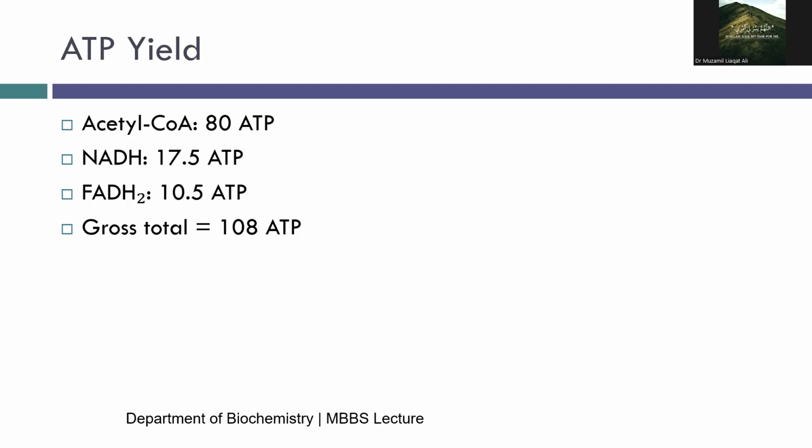What about the 7 NADH? Each molecule of NADH produces 2.5 ATPs. So 7 times 2.5 is 17.5 ATPs. And what about FADH2? That produces 1.5 ATPs per molecule. So 1.5 multiplied by 7 molecules of FADH2 is 10.5 ATP. So the gross total is 108 ATPs.